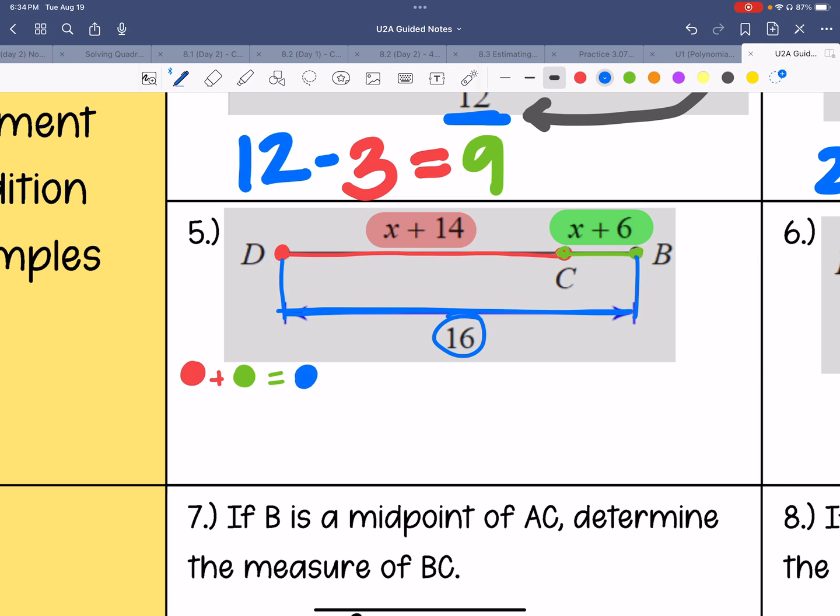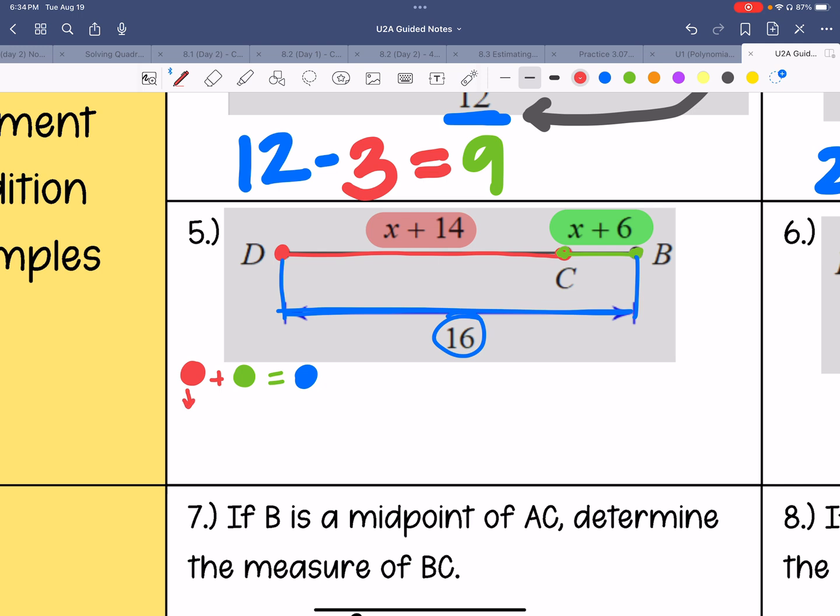So if we take each individual piece, the red part and the green part, we put them together, which means we add them together, we get the whole segment, which is the blue segment. So now we can fill in the expressions that we are given for each of these.